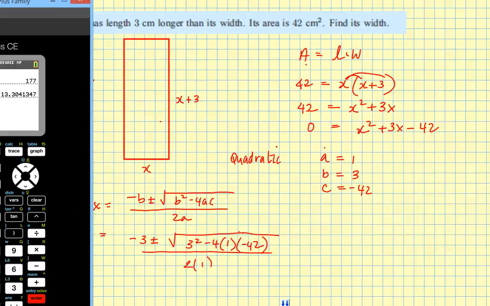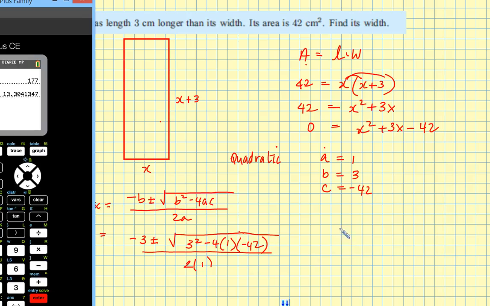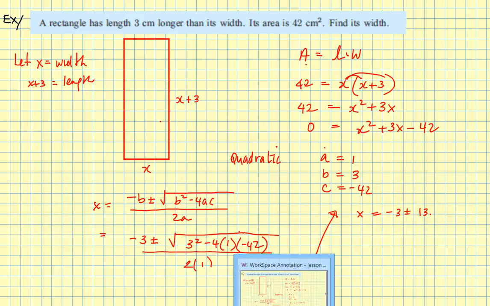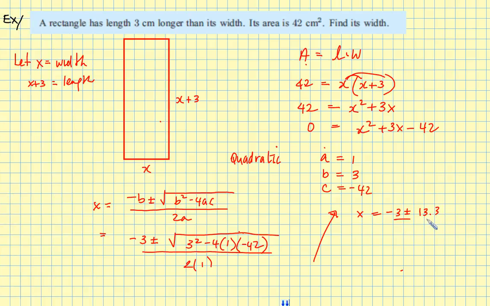So now all I need to do is say that x is equal to negative 3 plus or minus 13.3, all divided by 2. So that my two answers coming out here should be either negative 3 plus 13.3 divided by 2 or negative 3 minus 13.3 divided by 2. And so we'll have two solutions here.